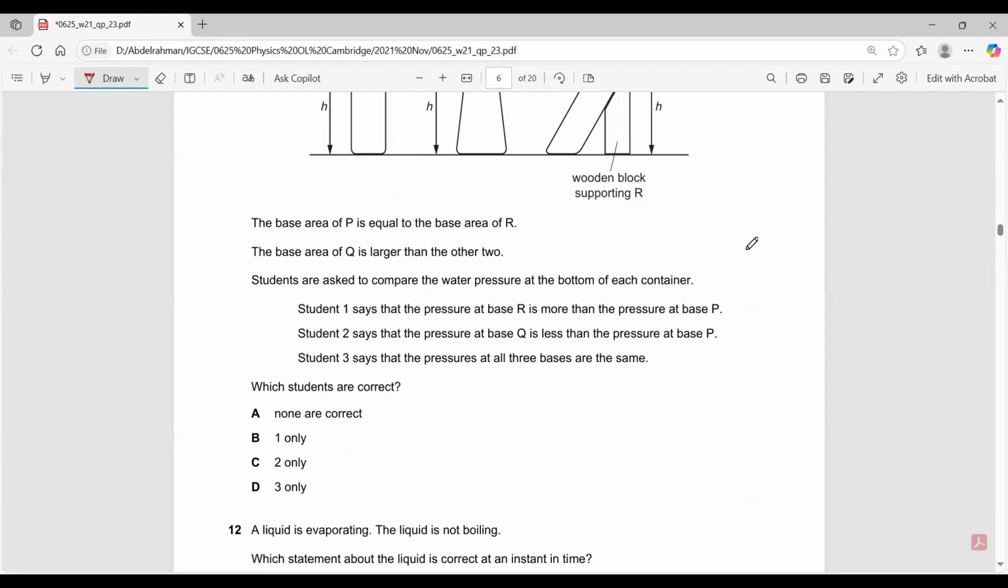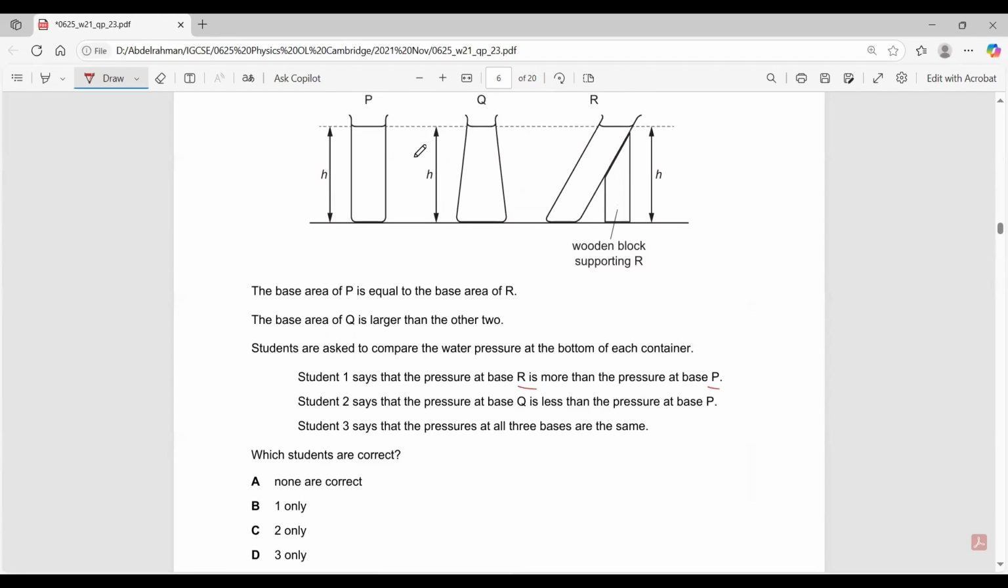One student says that the pressure at R is more than P. Student 2 says that the pressure at Q is less than P. Well, someone might say Q is less than P because the area of Q is greater than the area of P. Is this correct? Student 3 says that the pressure at all three bases is the same.